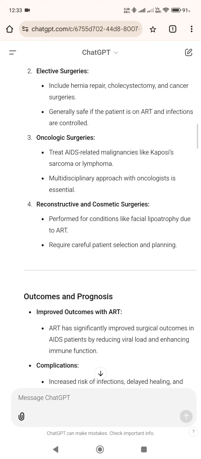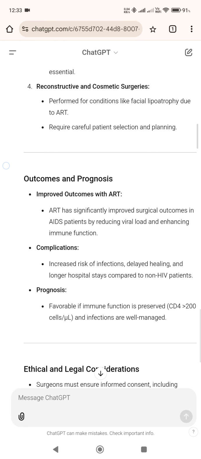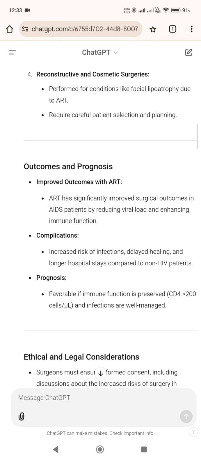3. Oncologic surgeries treat AIDS-related malignancies like Kaposi sarcoma or lymphoma. Multidisciplinary approach with oncologists is essential. 4. Reconstructive and cosmetic surgeries performed for conditions like facial lipoatrophy due to ART. Require careful patient selection and planning.